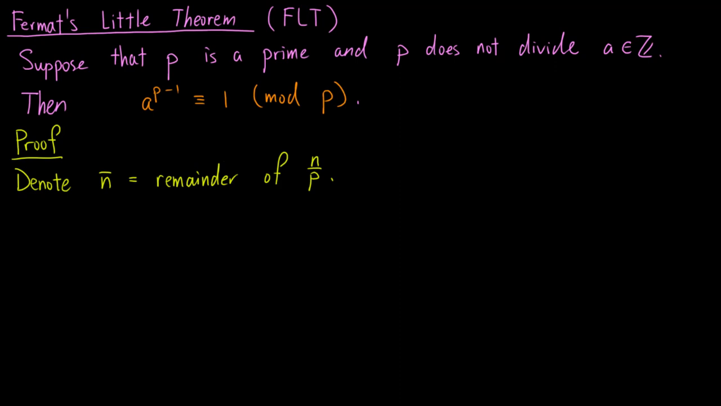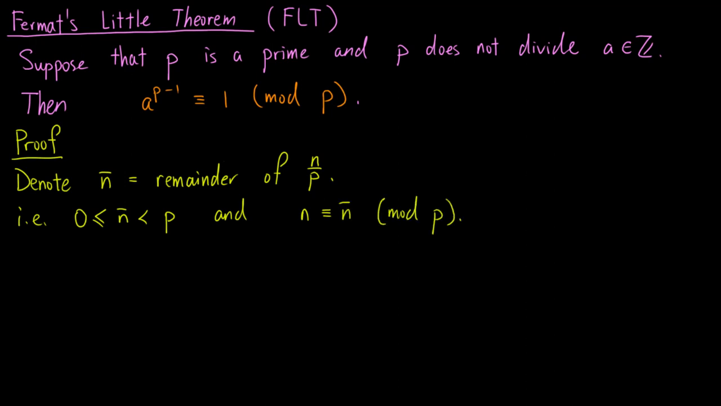To prove this theorem, it is useful for us to write n bar equals the remainder when n is divided by p. In other words, n bar is an integer which is greater than or equal to 0 and less than p, such that n is congruent to n bar mod p.